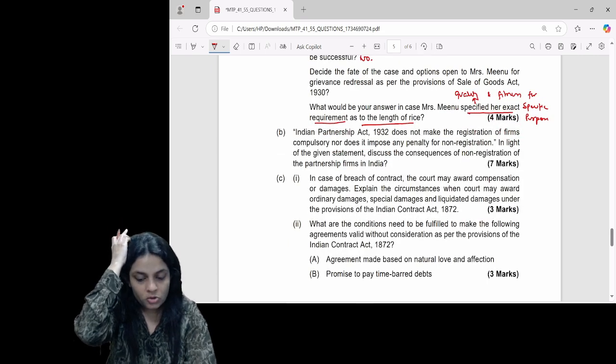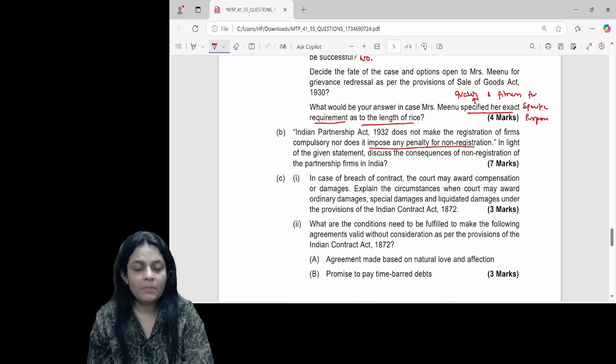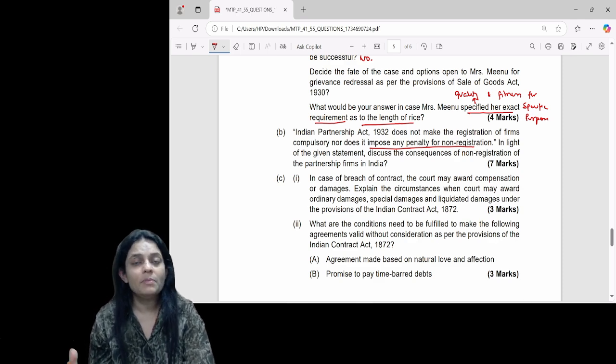Indian Partnership Act does not make registration of firms compulsory. Does it impose any penalty for non-registration? Registration of a partnership firm is optional but desirable.